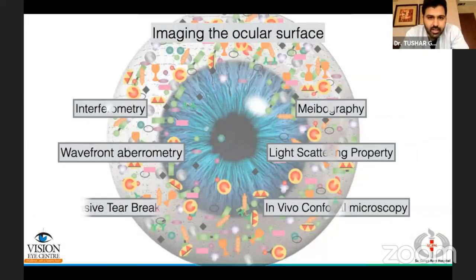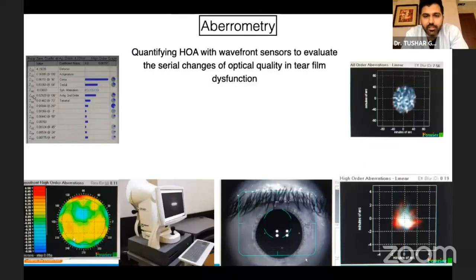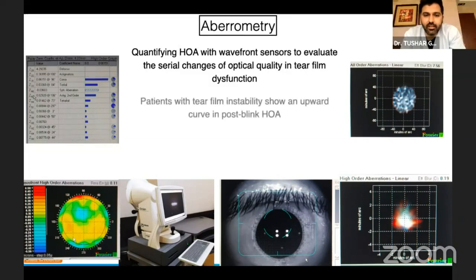The next modality that I'll be talking about is wavefront aberrometry. So we know that all kinds of dry eye patients with other ocular surface issues as well have aberrations, have distortions in visual quality. So when you look at their higher order aberrations, you can see serial changes in the tear film, in the aberrations of the eye.